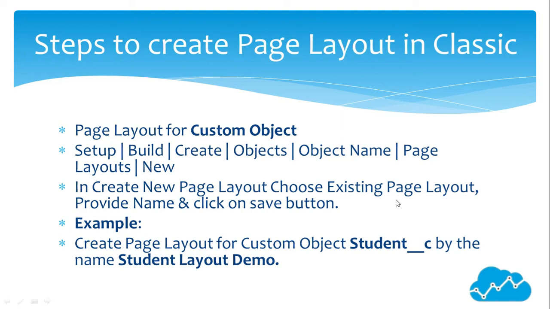Steps to create page layout in Classic, for a custom object. Setup, Build, Create, Objects, object name, Page Layouts, New. In create new page layout, choose an existing page layout, provide a name, and click on the Save button. For example, create a page layout for the custom object Student__c by the name Student Layout Demo.